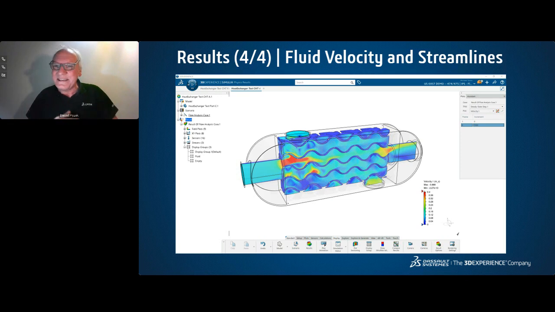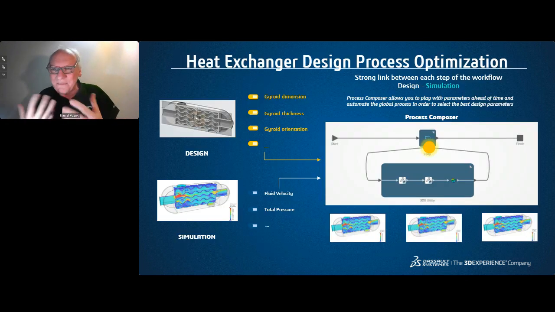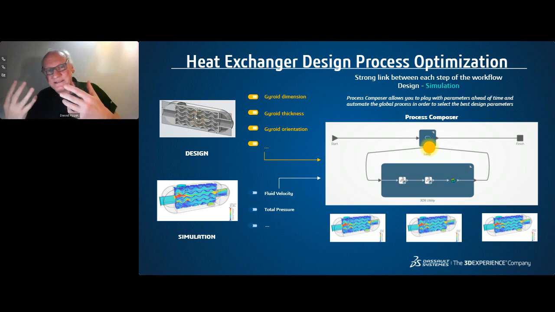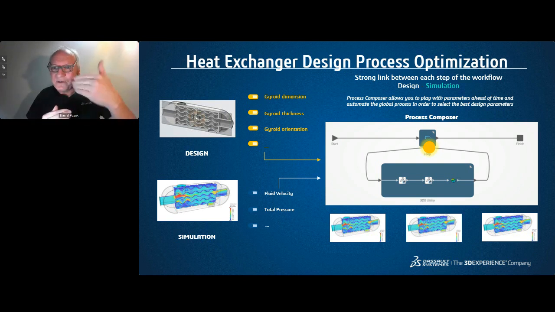In the 3DEXPERIENCE platform, we have something magic called Process Composer, where you just type in the input. For example, you would like to optimize the gyroid dimension, thickness, and orientation. What are your response variables, the fluid velocity, the total pressure, and you can run a loop and check which one will be the best and optimize the parameters of the gyroid. So let's make a first loop, a second loop, a third loop.